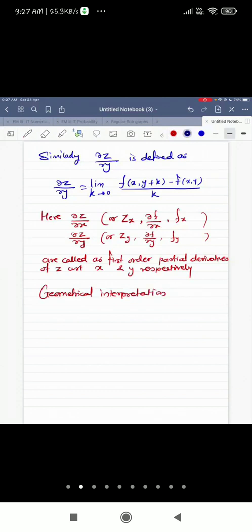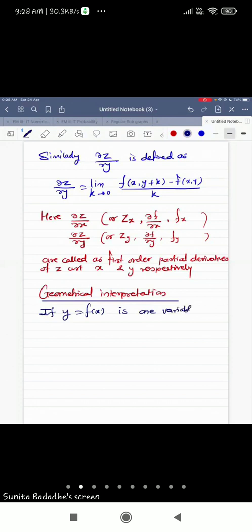Geometrical interpretation. Now, see students, I'll always write it down for the case of one variable. So, if y equal to f(x) is a one variable function, what does dy/dx represent? Tell me. You know this, you have studied it. What does dy/dx geometrically represent? So, y equal to f(x) is a curve, right? y equal to f(x) is some curve. So what does dy/dx represent?